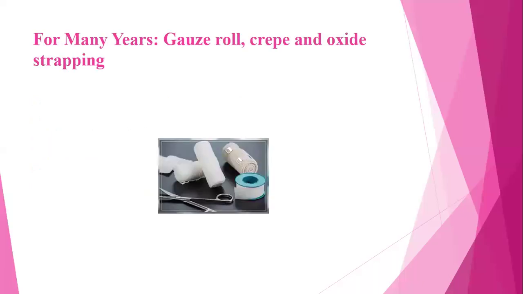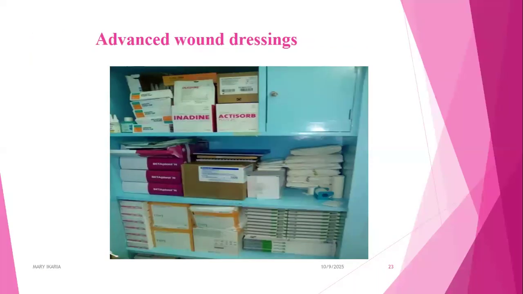For many years, we have used gauze, thread bandage, and oxide strapping. That's what we learned in our basic nursing. And we have used them faithfully, and we have taken care of our patients. But at the moment, there are quite a number of advanced wound dressings whereby the wear time is increased. Most of the times when we used to use the gauzes, we used to do BD and PRN dressing, especially for wounds which have high exudates.